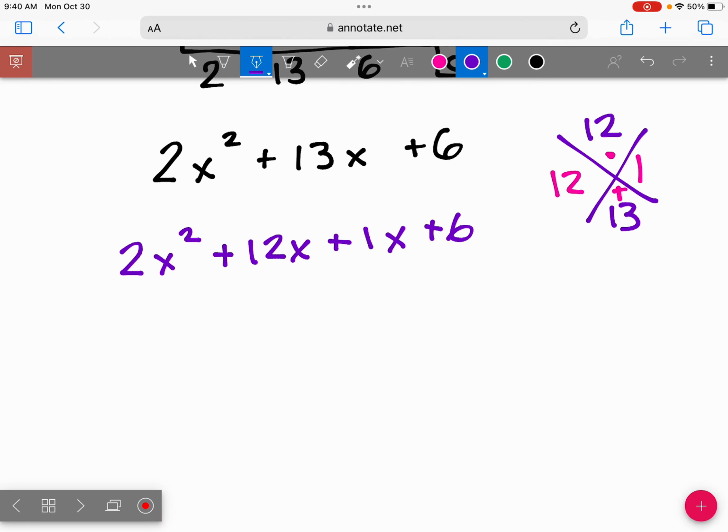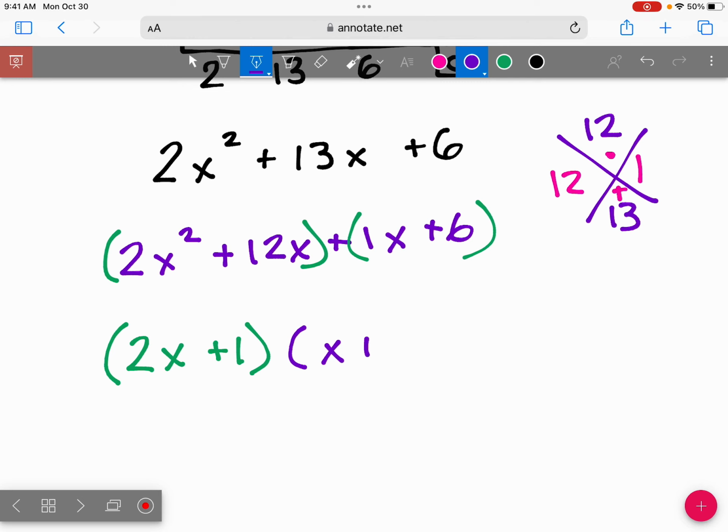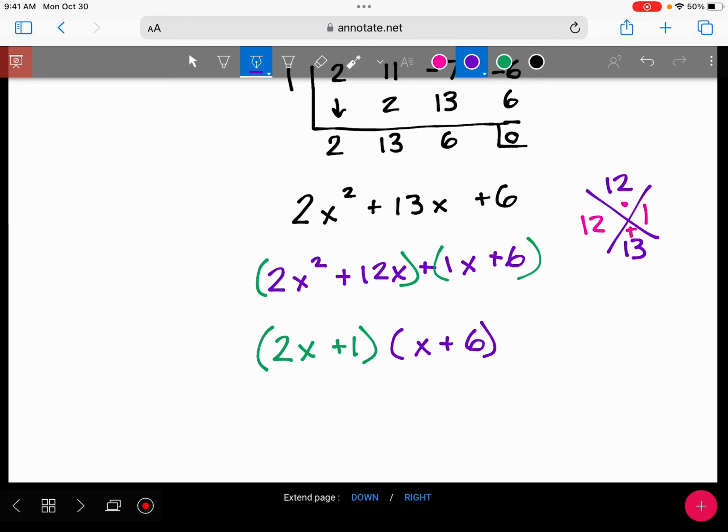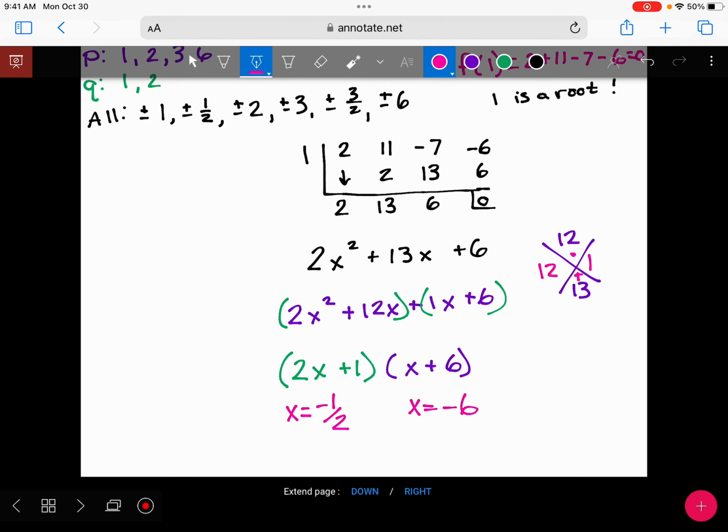Because this one, when we factor this, I'm going to factor with our grouping. We're going to have our 2x plus 1, and our leftovers are x plus 6. So what are our roots? X equals negative 6. X equals negative 1/2. And what's our third root? 1. X equals 1.